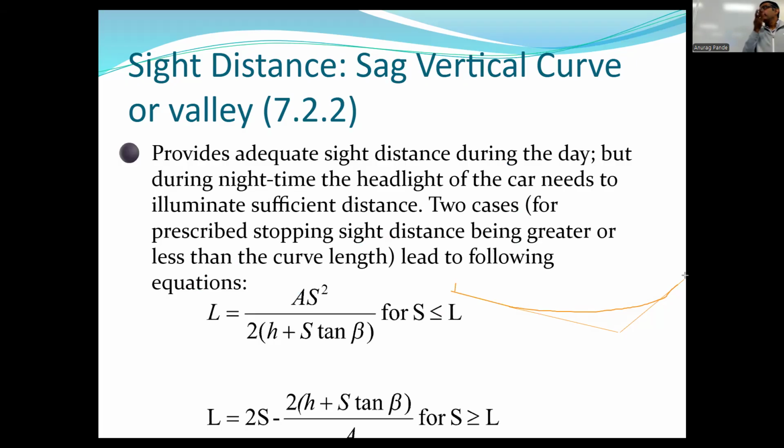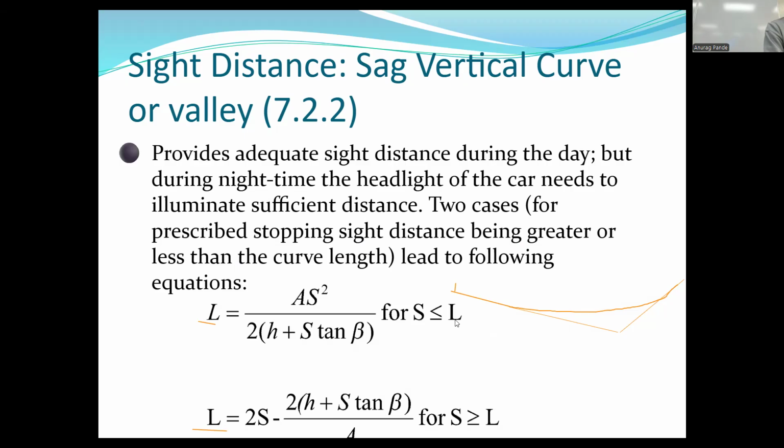It'll be the nighttime driving actually, right? Because the headlight angle means you can only see at a certain angle, and headlights can only illuminate a certain distance ahead of you. That's the problem, and that's where the formulas are a little bit different. H is the eye height of the driver, tangent beta is the angle of the headlight, S is the stopping sight distance, and capital A means the same thing. And then you have two formulas for the length of the curve that you need to design.